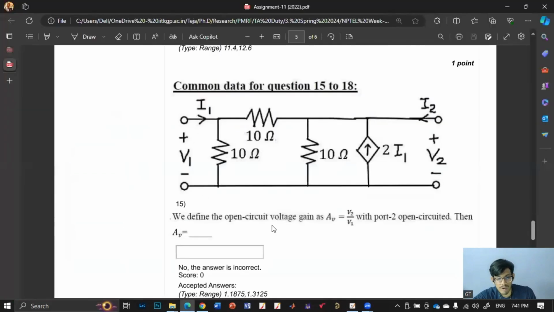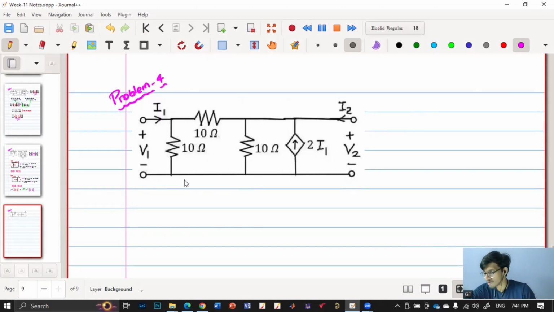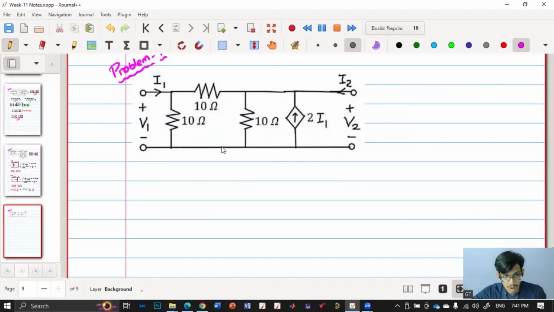So first we have to calculate V2 by V1 when port 2 is open circuit. So port 2 is open circuited and they are asking what is V2 by V1. Okay. So how do we calculate V2 by V1? Let me redraw this circuit, or shall we use this? We can use it in the way we want.